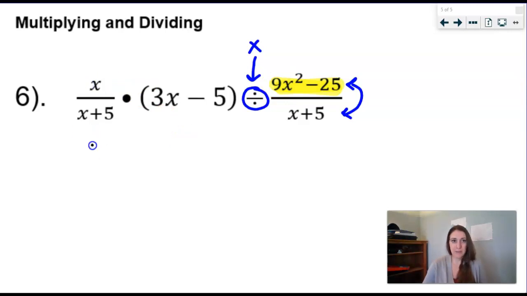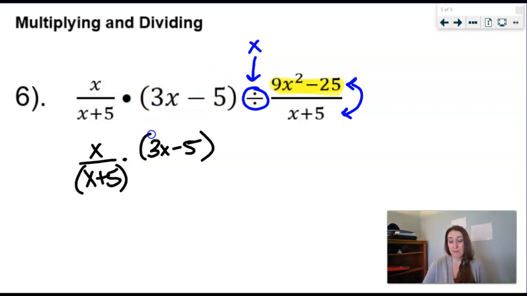All right, so x over x plus 5. Nothing I can do there. The only thing I might want to do, though, is put parentheses around the polynomial. That helps. This one already had parentheses around it. The other thing I might want to add to this fraction is to make it look like a fraction. So call it 3x minus 5 over 1. And then remember, we're changing this to a multiplication sign because we're going to remember to flip this one around.